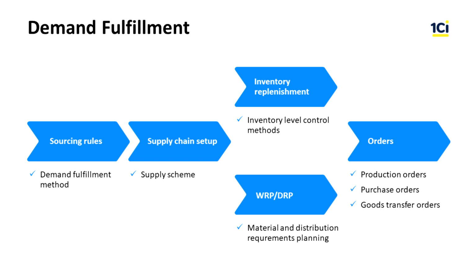Within Stage 2, we have a look at demand fulfillment subsystem. It's a basic mechanism which allows planning the supply chain for materials and components according to the demand. We'll consider how to set up sourcing rules. The key sources in 1C ERP are purchases, production, and transfer from other locations or warehouses.